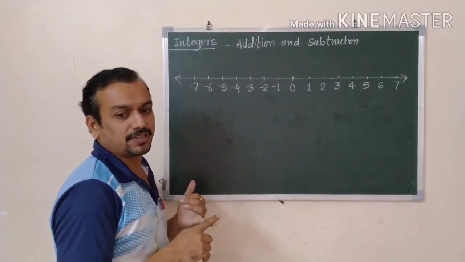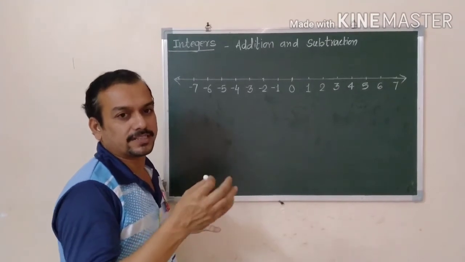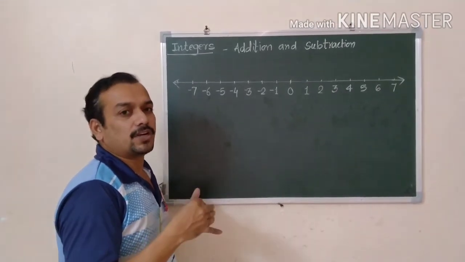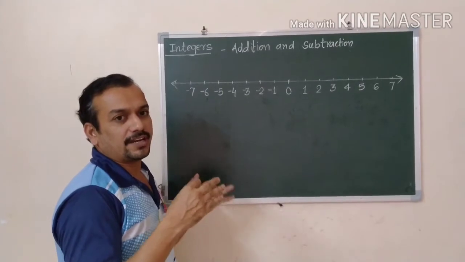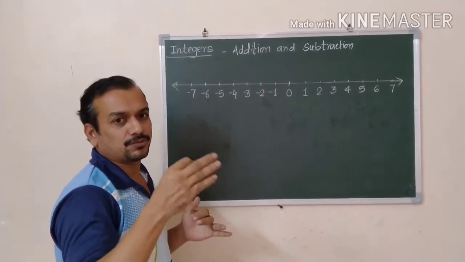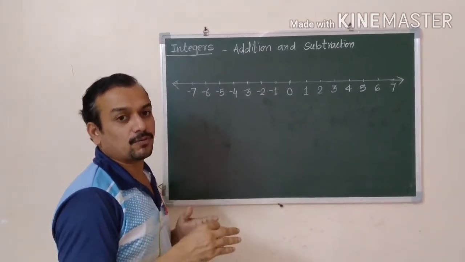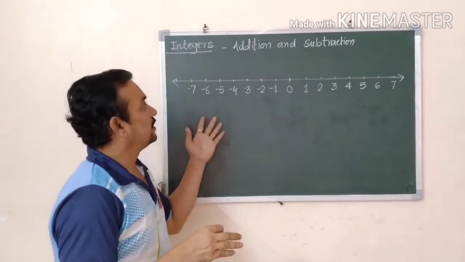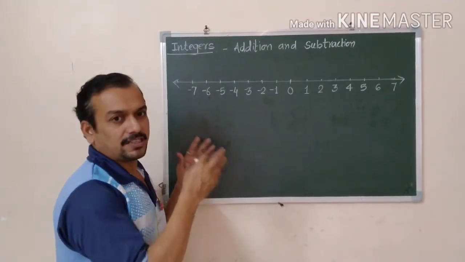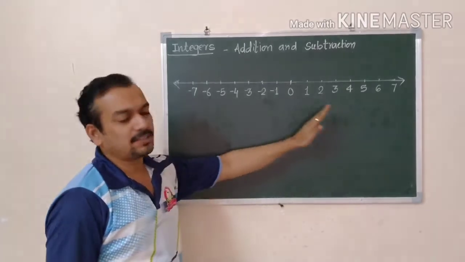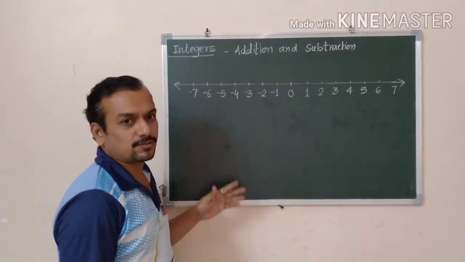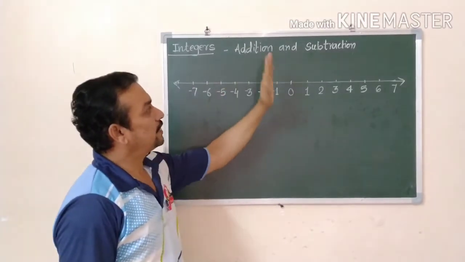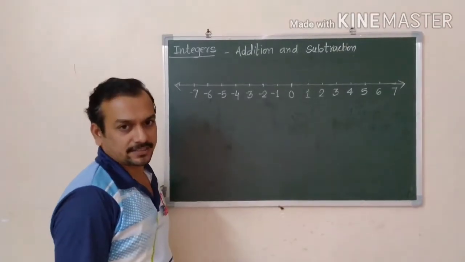Natural numbers means counting numbers, 1, 2, 3, 4, etc. Then whole numbers means 0 and all the natural numbers: 0, 1, 2, 3, 4. This is the group of whole numbers. And then integers means all the negative numbers, 0 and all the positive numbers are included in this group. So today we are going to learn about the addition and the subtraction.